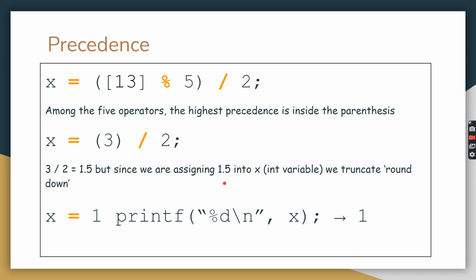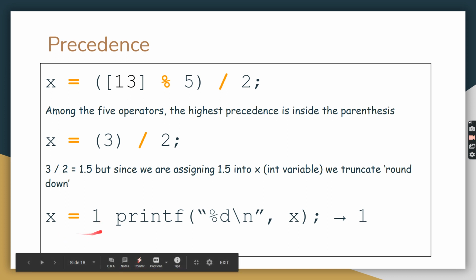But because we are assigning 1.5 into x, which is an integer variable, that is not possible due to the extra decimal point here. So what will happen is the compiler will truncate, or round down, the value of 1.5 to the nearest lower integer, which in this case will be 1, and then assign the value of 1 to the variable x, because 1 itself is an integer and x itself is an integer variable. Therefore, we can assign an integer value into an integer variable.